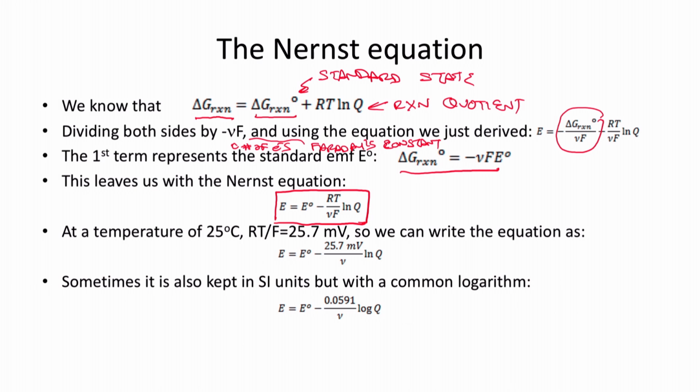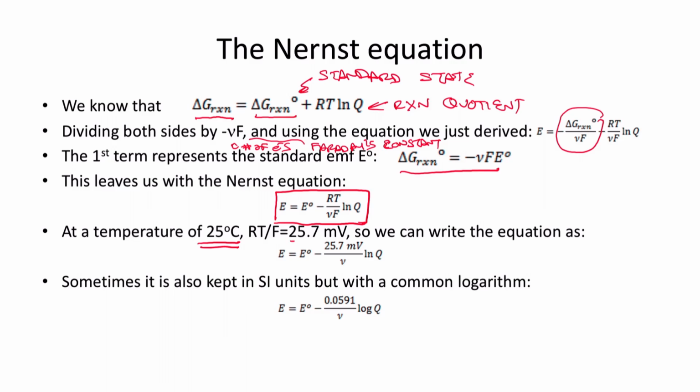You can use it like it is, but it's actually a bit easier to work a little bit more. If we assume that the temperature is 25 degrees Celsius, RT over F is going to be a constant, right? Because the gas constant is a constant, temperature is a constant, Faraday's constant is a constant. So if we put all these constants together, I get one gigantic constant. And it happens to have units of volts, or in this case, millivolts. It's about 25.7 millivolts. So I could also write this as E is equal to E0 minus 25.7 millivolts over nu times log of Q.